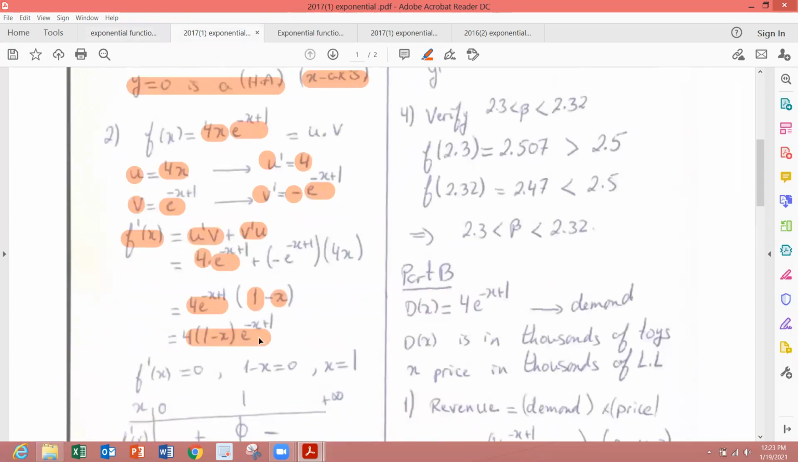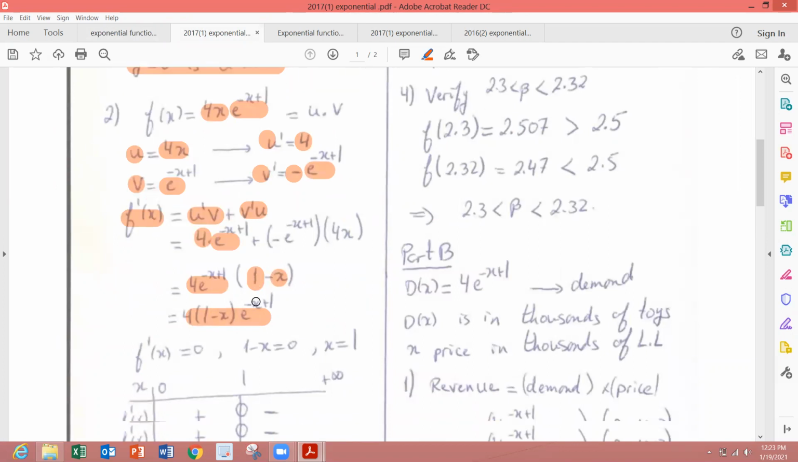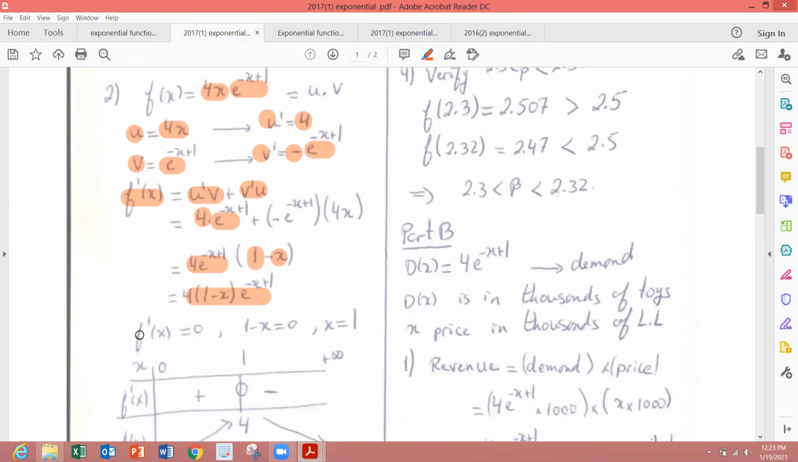Since we don't know the sign of the derivative, we solve f prime x equals 0. The 4 is positive, so I don't take it. Also e to the power minus x plus 1 is positive, so I only take 1 minus x equal to 0, then x equals 1. So 4e to the power minus x plus 1 is positive. We take only 1 minus x.